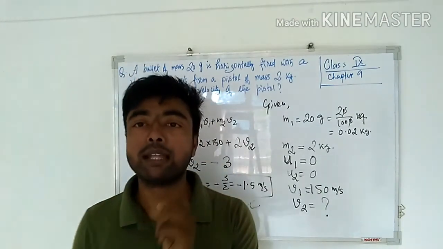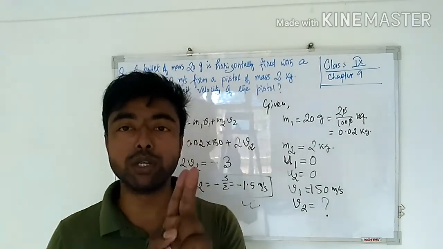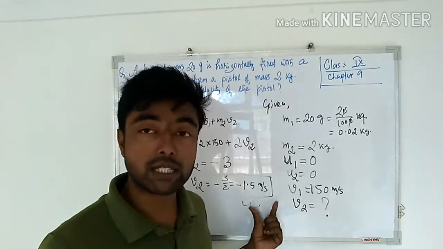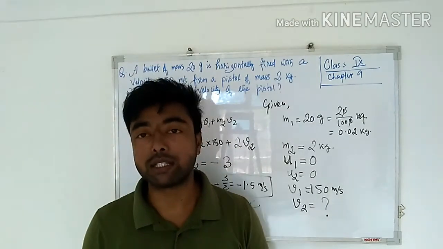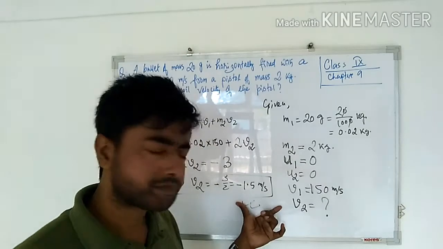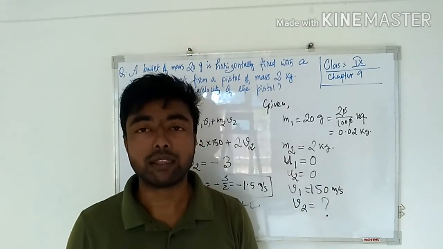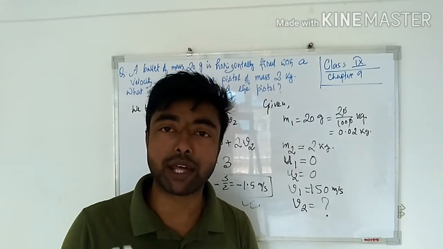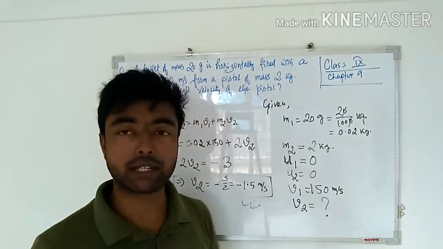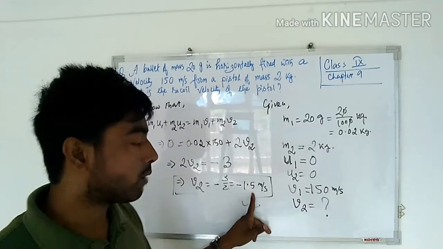I explained already that negative sign has two indications. One, it is used for the value, and the other, it is used for what? It is used for the direction. Here the negative sign is used for the direction. The direction of the pistol is opposite to the direction of the bullet. This negative sign indicates that only. Okay, so you see how much you got?